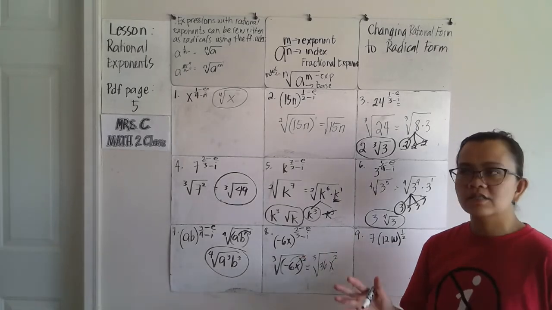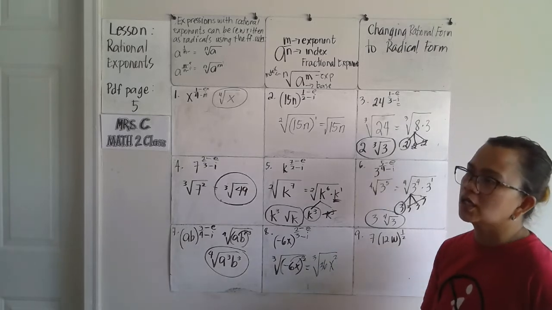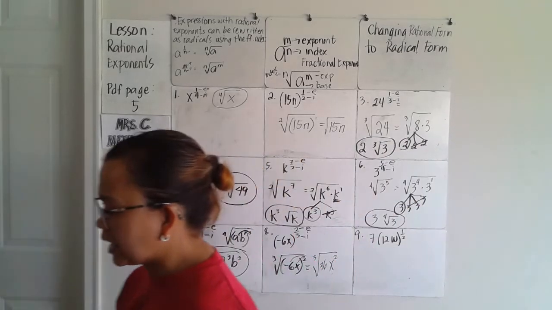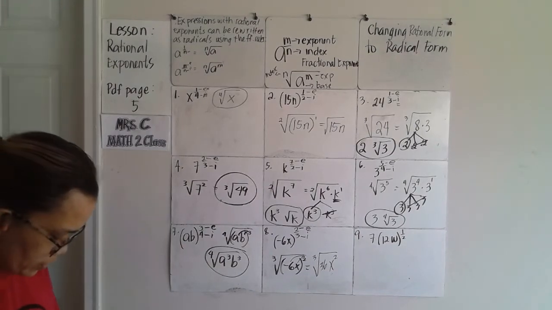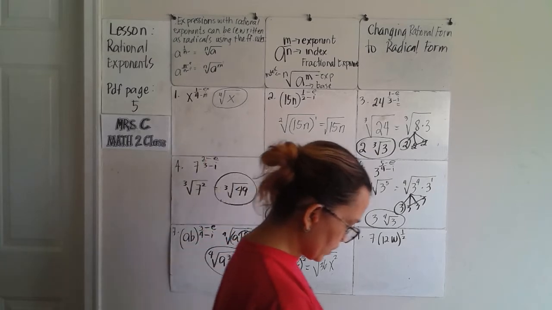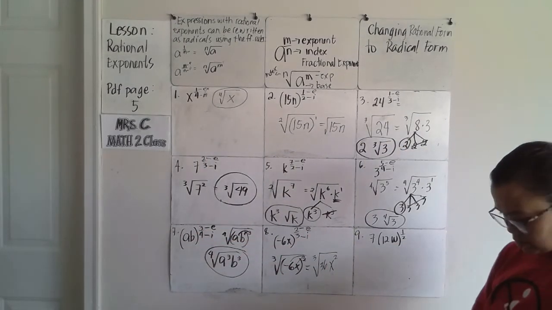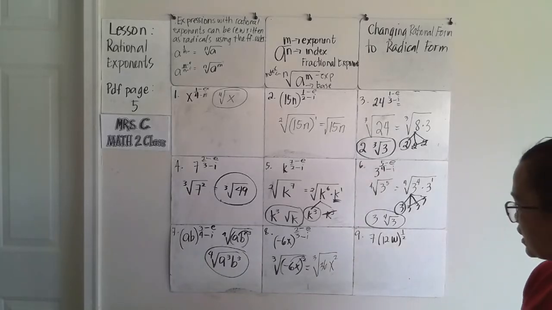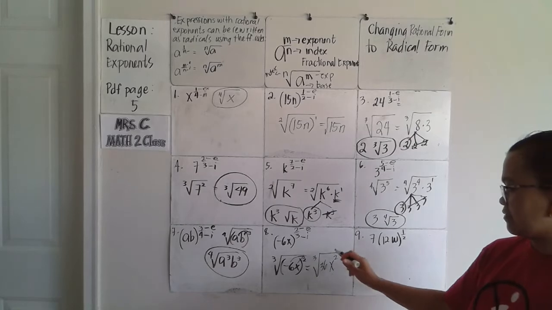Does 36 contain a factor which is a perfect cube? What do you think? Is 36 divisible by 8? Because 8 is a perfect cube. 36 divisible by 8? No. Is 36 divisible by 9? Yes, but neither 9 nor 4 is a perfect cube, so let's leave it like that.